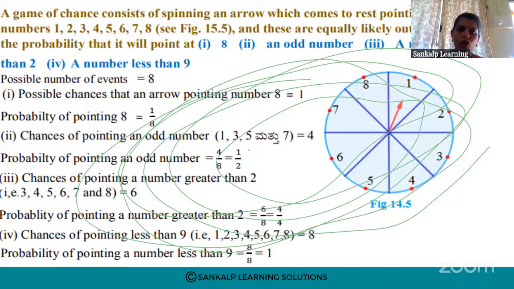Next, a game of chance consists of spinning an arrow which comes to rest pointing at one of the numbers 1, 2, 3, 4, 5, 6, 7, 8. You can see in the figure, and these are equally likely outcomes. What is the probability that it will point at 8, an odd number, a number greater than 2, and a number less than 9?